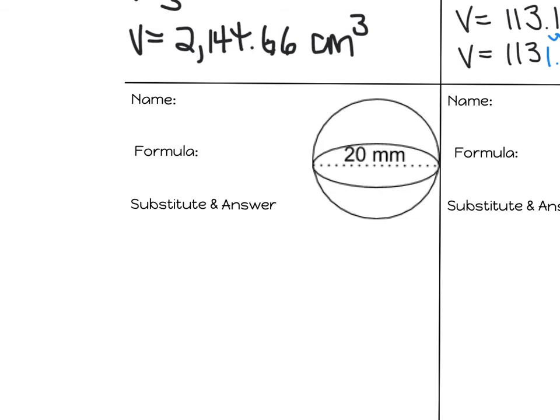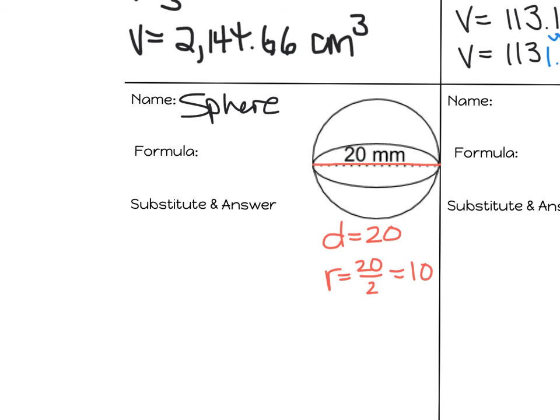Next, again, we have another sphere. This time, they gave us that the whole distance across the circle was 20. So remember, that's a diameter. And if the diameter is 20, then the radius is half of that, 20 divided by 2. And we get 10 for our radius. So our formula is volume equals 4/3 times pi times r cubed.